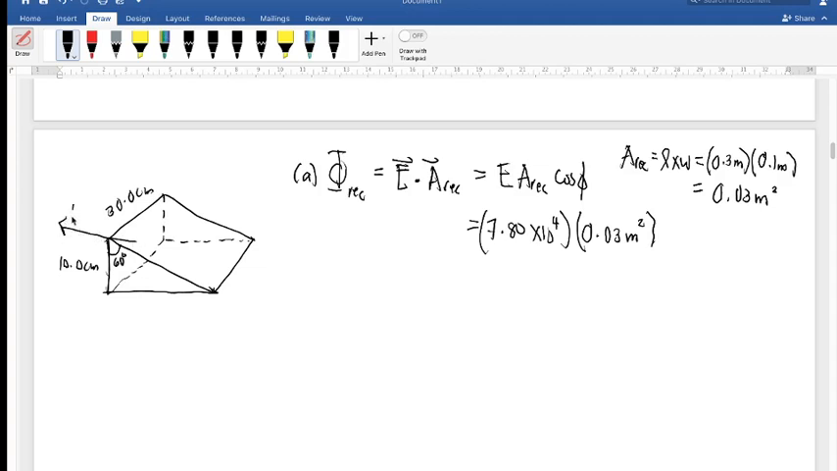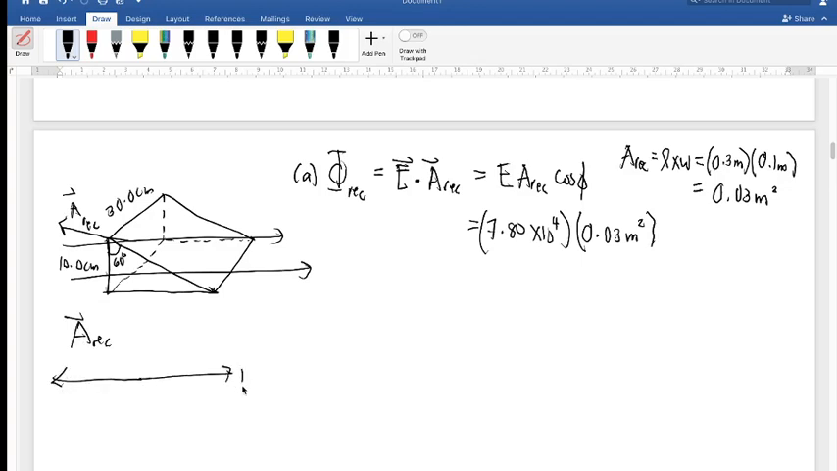Okay, so it is here. But the electric field, as you can see in the problem, is pointing in this direction, right? So as you can see, the vector area of the rectangle is in the opposite direction as your electric field vector. So what is the angle between them? That is 180 degrees.